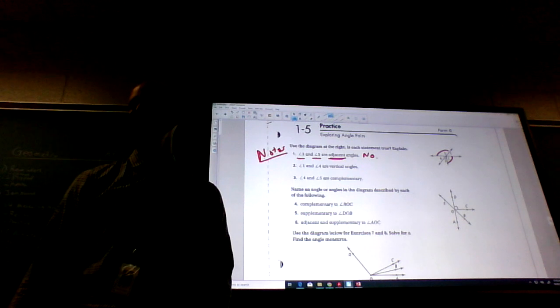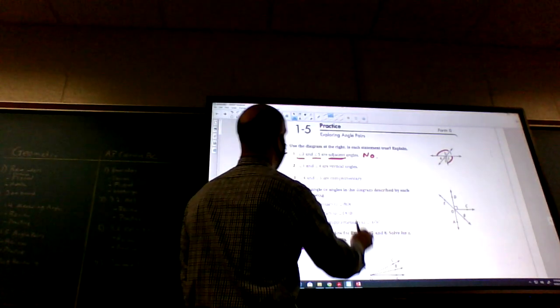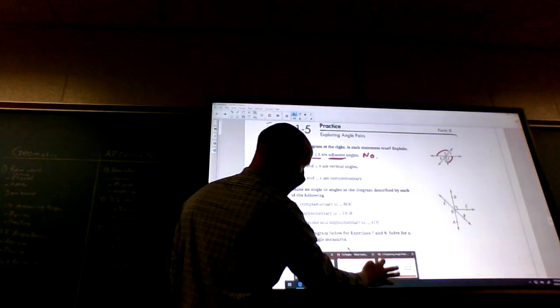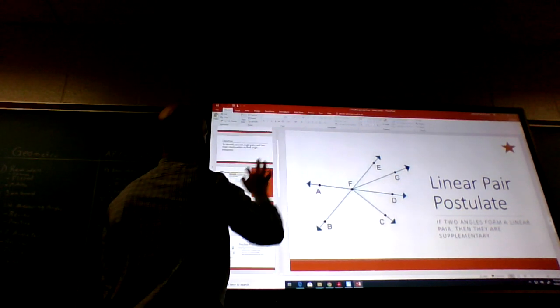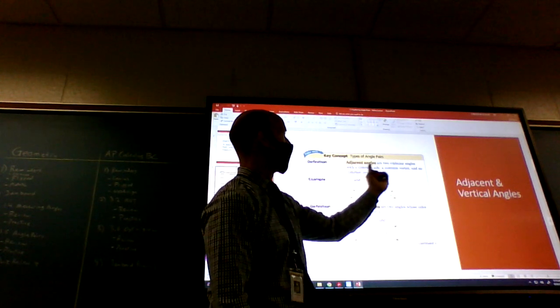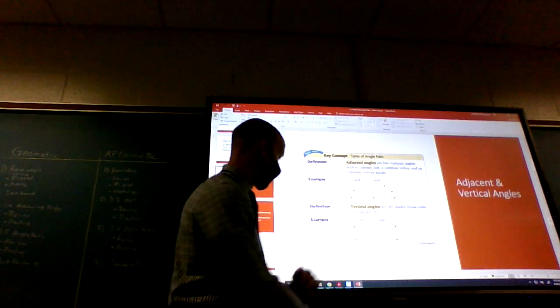Okay, that's one way to say it. If you look at the definition, in fact, let me go to the definition here real quick. Back here in my presentation, 8.5, and I think it was right here. Adjacent angles are two coplanar angles with a common side and a common vertex, but no common interior points.